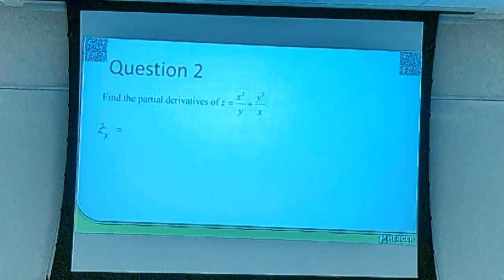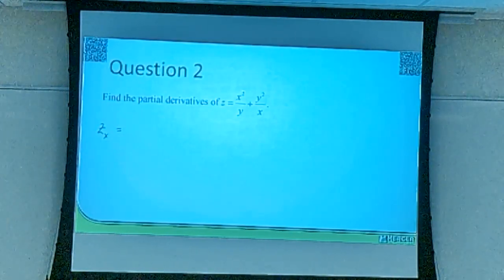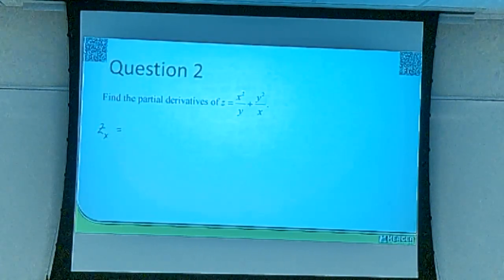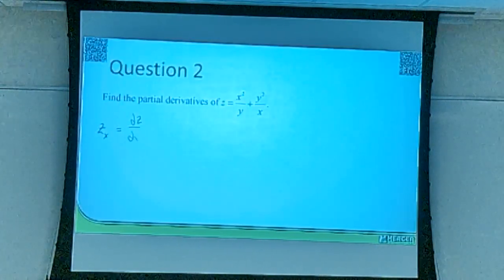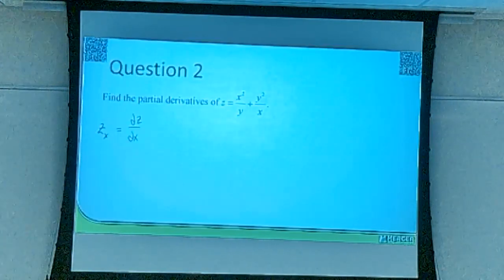With respect to x, you treat y as a constant. And so then this is where the del symbol comes in. So again, it just depends on my movement, what I'm going to use.